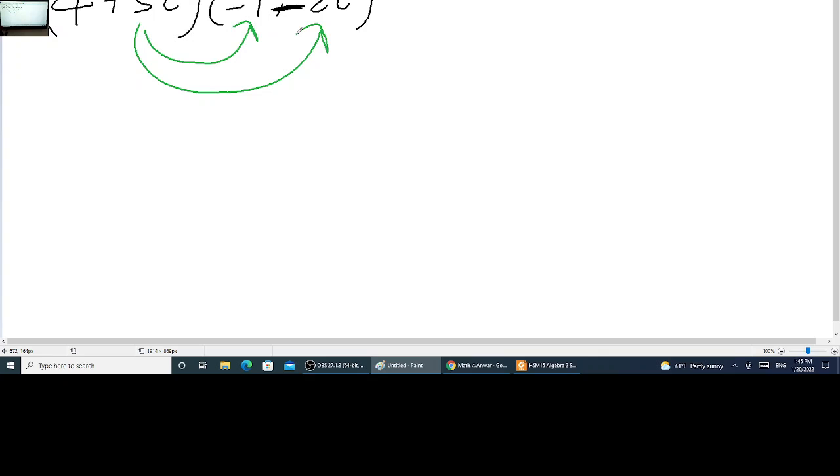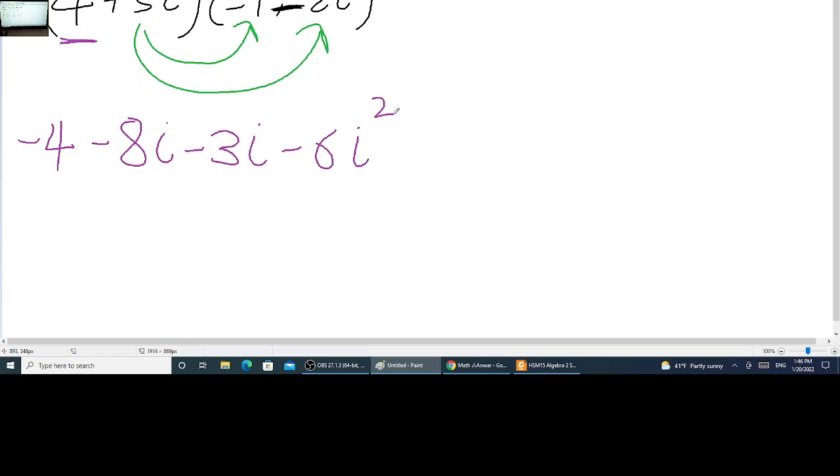Now 4 times negative 1 is negative 4. 4 times negative 2i is negative 8i. Now 3i times negative 1 is negative 3i, and 3i times negative 2i is negative 6i squared.